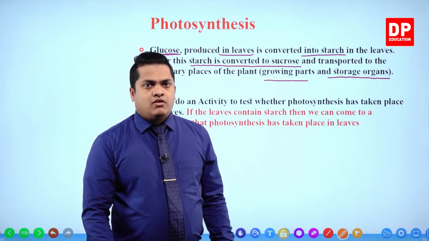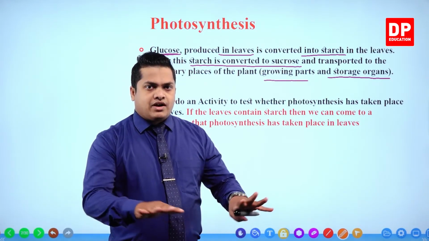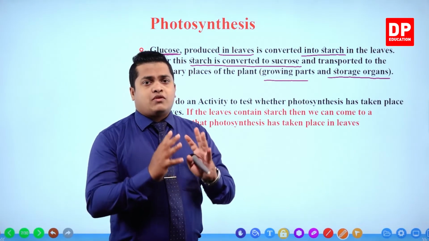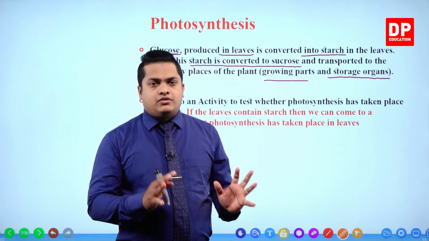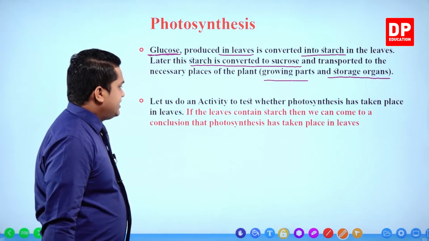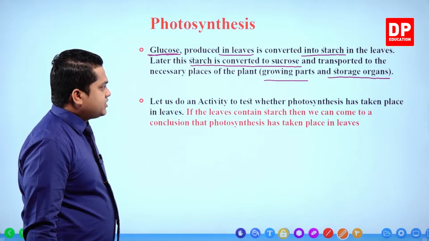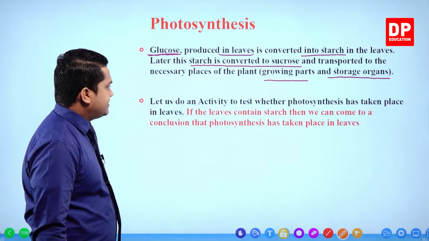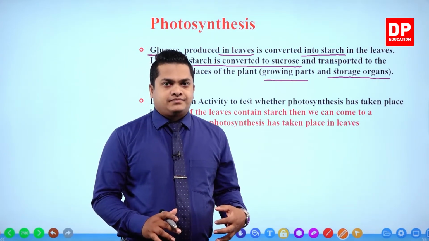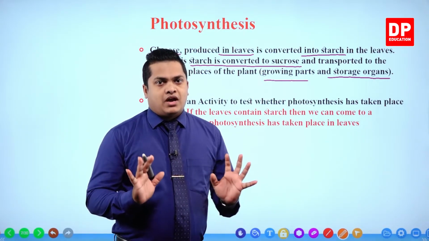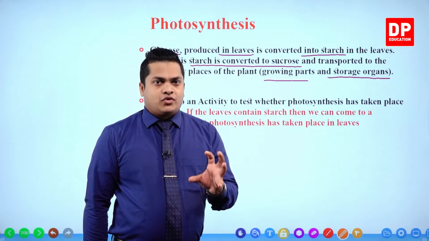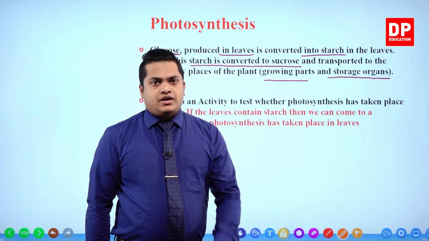Okay, so this is how the photosynthesis process occurs, and the transportation of food happens within the plant, and also the distribution of food to the other organisms in the environment occurs, right? Okay then, so next point is given. Let us do an activity to test whether photosynthesis has taken place in leaves. And now we are going to conduct an activity to show that photosynthesis has occurred within the plant leaf.